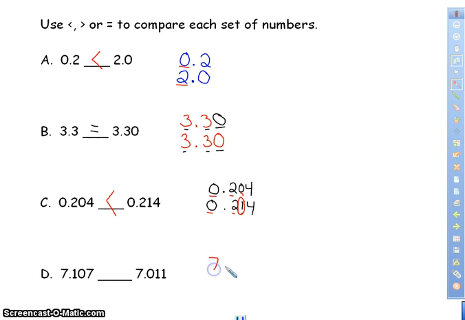Now I have my last one, and once again, I'm going to line them up. And you'll notice that a lot of these numbers look very similar to one another, and that's the point. They're trying to trick you. So I lined up my decimal. I'm going to start furthest to the left, so I have 7 and 7. That's the same. 1 and 0, and I stop because the 1 is bigger than the 0. So the 7 and 107 thousandths is larger than the 7 and 11 thousandths. So I'm going to put my greater than sign. 7 and 107 thousandths is greater than 7 and 11 thousandths. So that's how we compare.